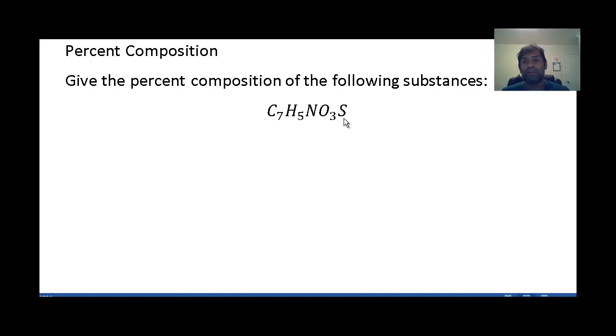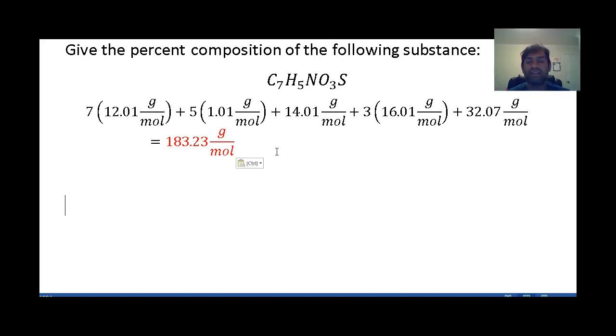So from there, we can do the part over whole analysis, get a fraction, and that fraction, when we multiply it by 100, automatically gives us a percentage. So let's go about answering this. Let's calculate the molecular weight of this entire substance.